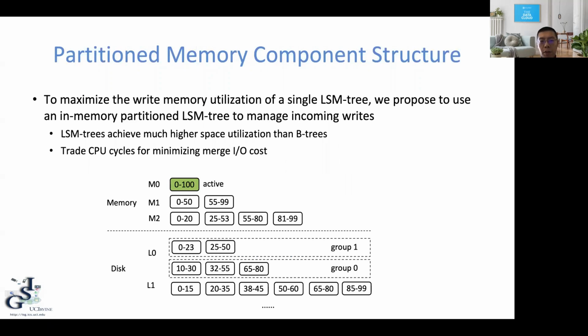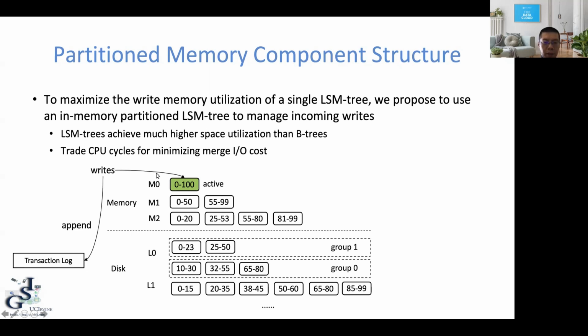In order to solve the first problem of maximizing the write memory utilization of a single LSM-tree, we propose to use an in-memory partitioned LSM-tree to manage the incoming writes. Its idea is very simple. We introduce a partitioned LSM-tree as part of the memory component. The key intuition is that LSM-trees generally achieve much higher space utilization than B-trees, and we want to trade some CPU cycles to minimize the merge I/O cost.